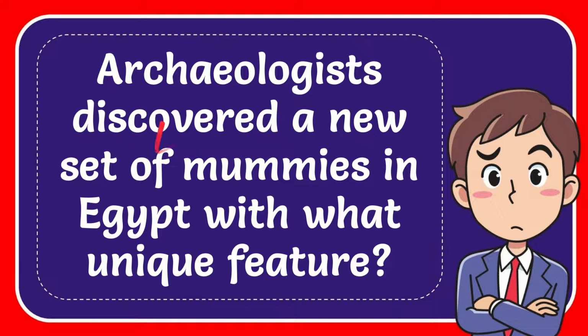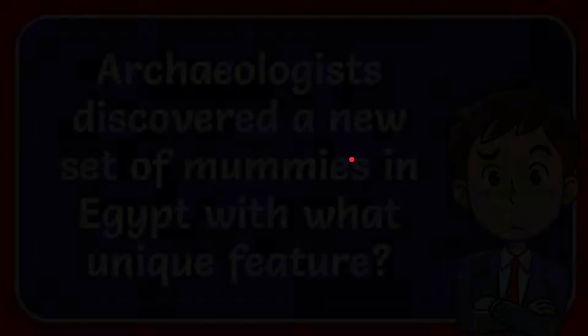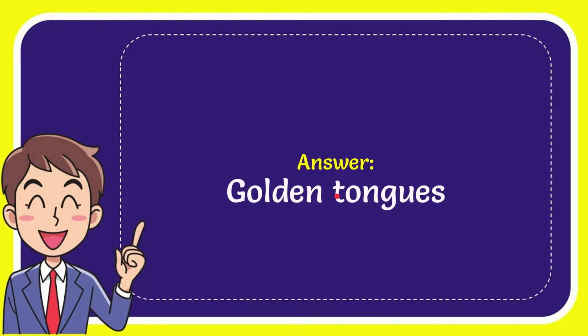In this video, I'm going to give you the answer to this question. The question is, archaeologists discover a new set of mummies in Egypt with what unique feature? Well, I'll give you the answer to this question. The correct answer of the question is golden tongue. So that is the answer to the question.